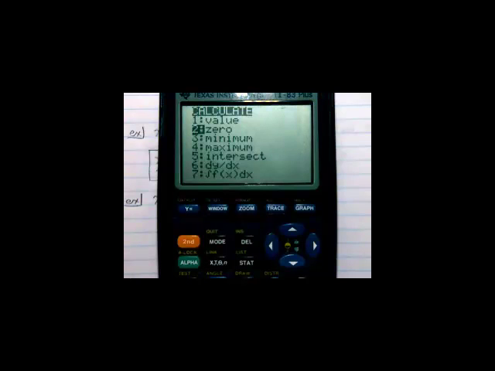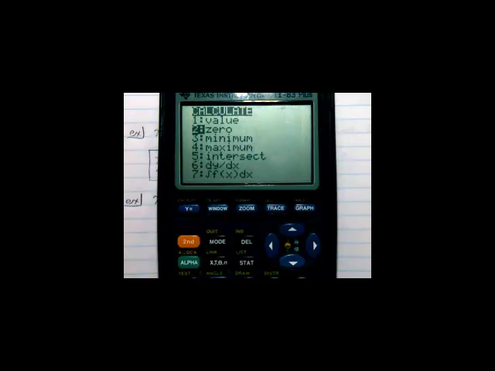Intersect is different. Intersect means you have two graphs that are crossing each other somewhere. Intercept is on the axis, and that's actually a 0. We'll talk about that in a minute. There's different names for the same thing.